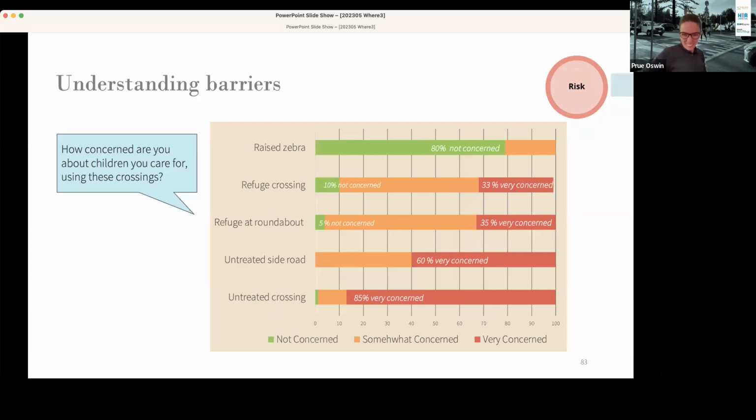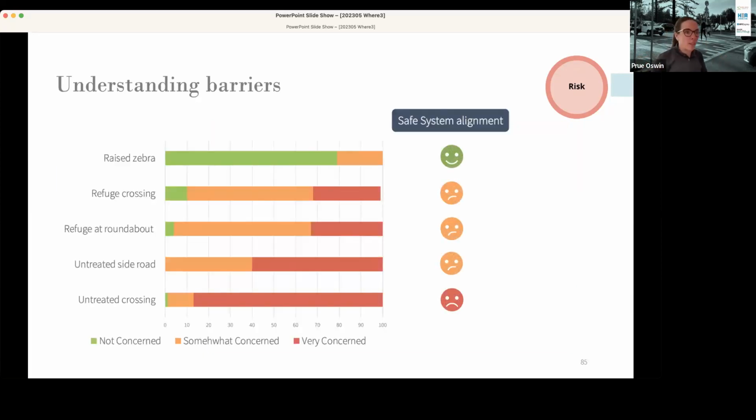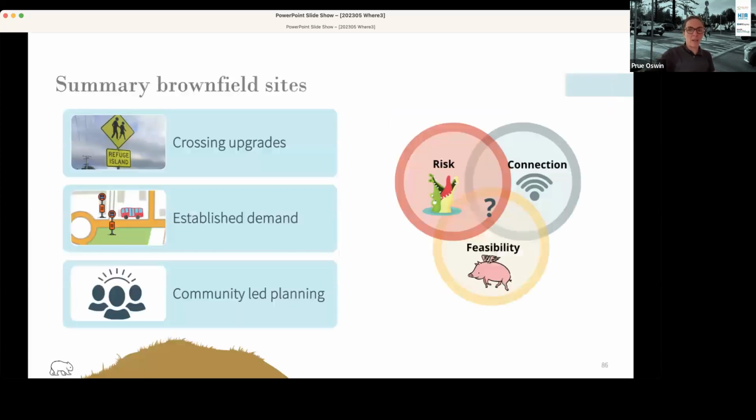That will be a long conversation. So, coming out from this, with a raised treatment, we've got 80% not concerned. This is where we are meeting our user tests, designing it for our user, and we are also very well aligned with safe system principles. That's my little go at judging how well aligned each of those treatments are with safe system principles. It's not cut and dry, because a refuge crossing in a low speed environment where cars are going 30 k's an hour, and volumes are low, is going to be a great treatment, but it's not usually a great treatment in the places we're doing it at the moment.